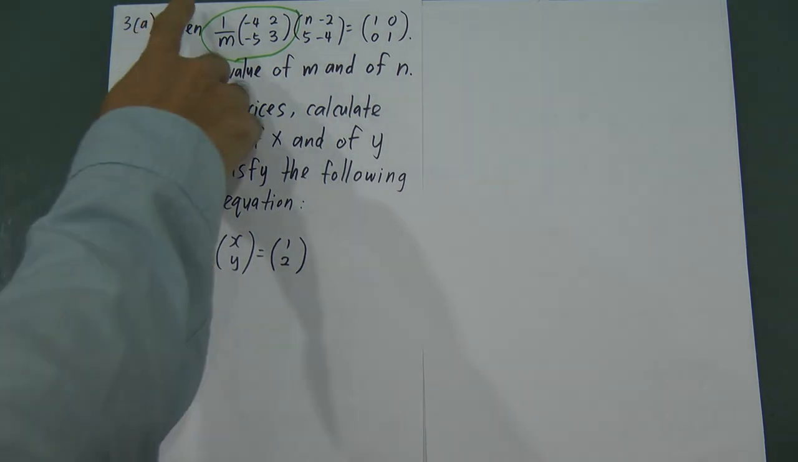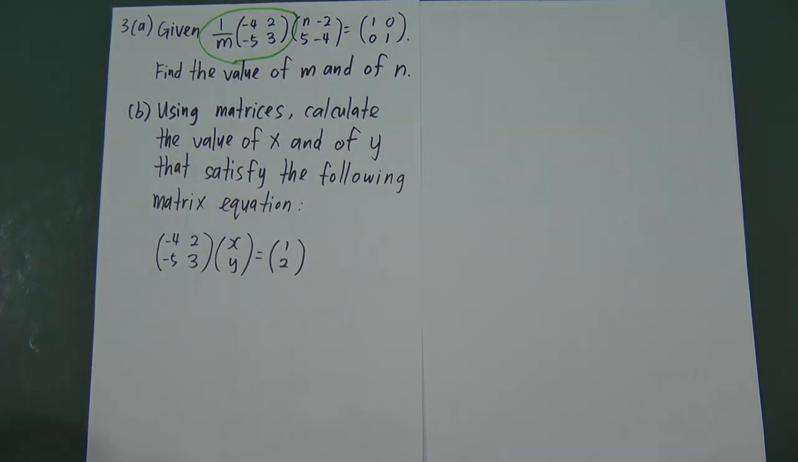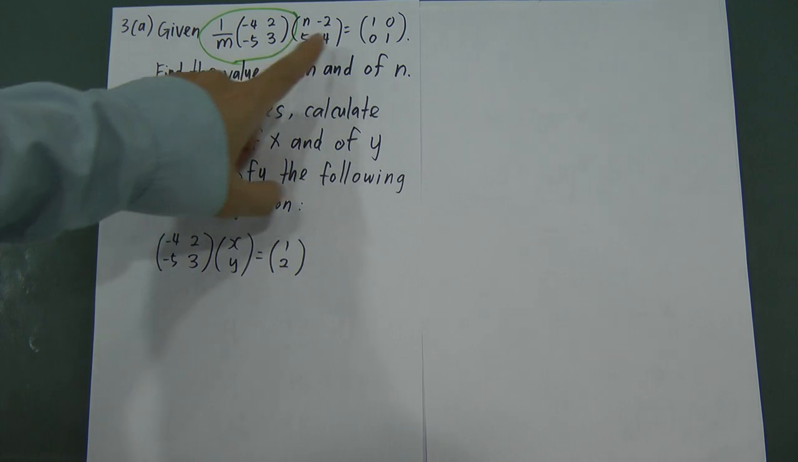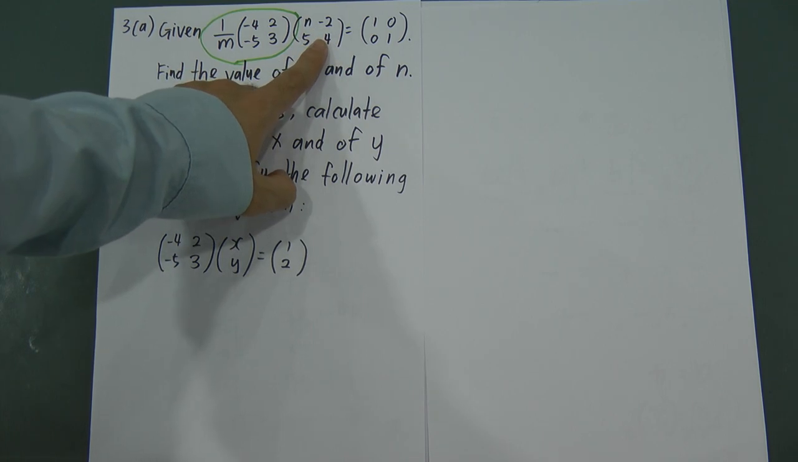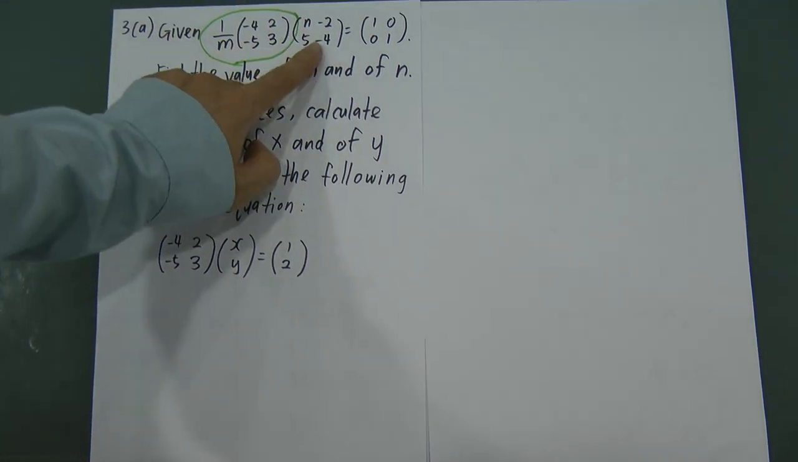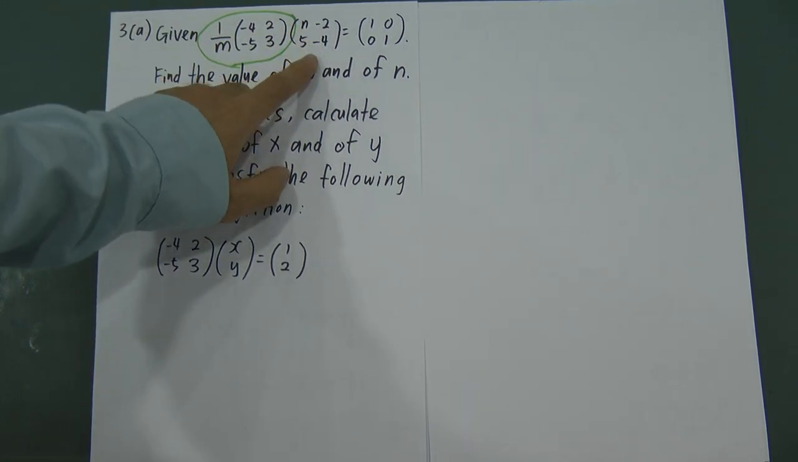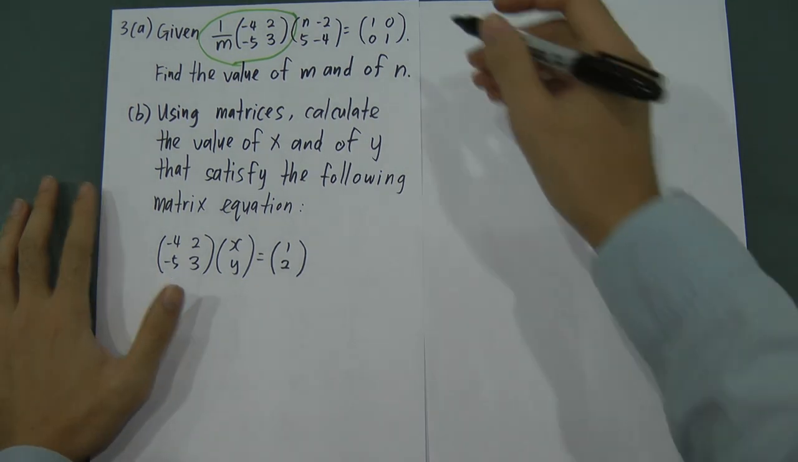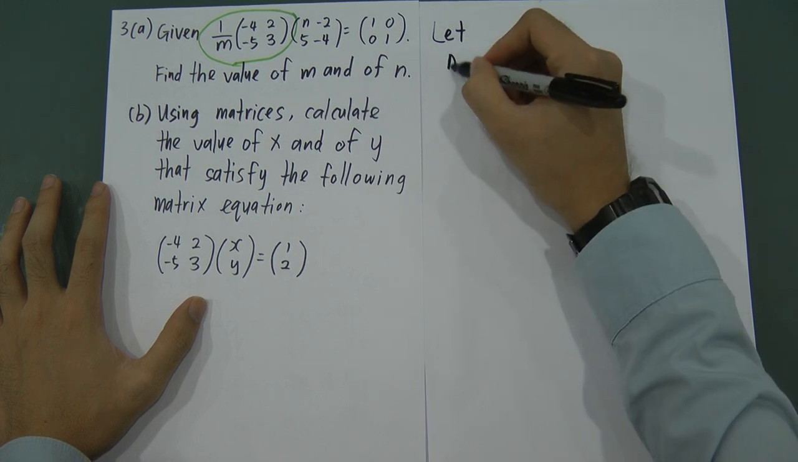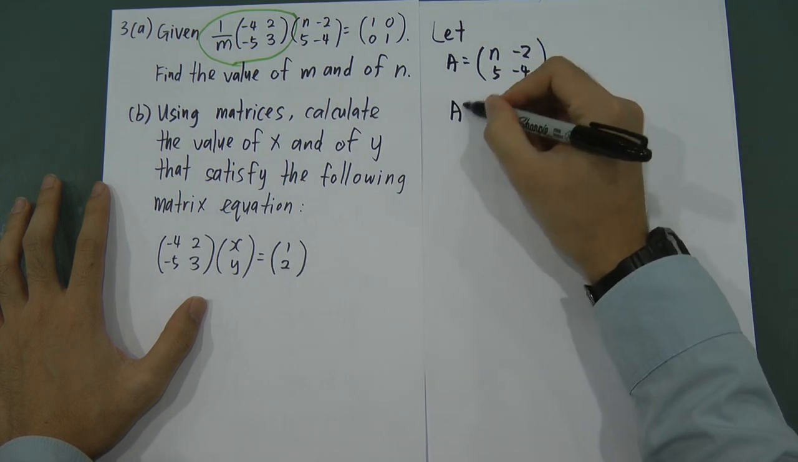Correct or not? This is the inverse matrix form, multiply this one, I will get this one. That means, if you understand this, I know this matrix is the inverse of this matrix. Therefore, if I find the inverse matrix for this matrix, then I can get this one. If you still do not understand what I'm talking about, let me show you. First, let A equal n, negative 2, 5, negative 4. Then I find A inverse.